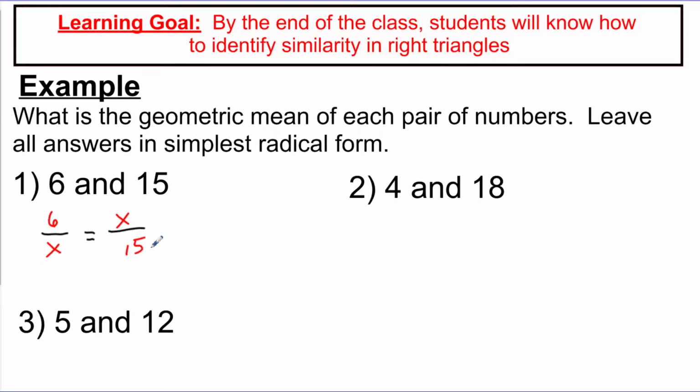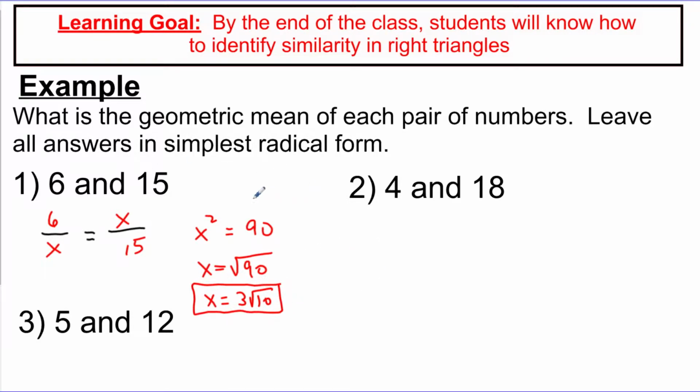And if you notice, what I just set up is a problem that is pretty easy to solve. If I cross multiply the means together, I get x squared. And if I cross multiply my extremes, I get 90. And so x is really equal to the square root of 90, which we can simplify. It has a square root of 9 in 90, and so I can simplify this down to 3 square root of 10. So I would say the geometric mean of 6 and 15 is 3 square root of 10.